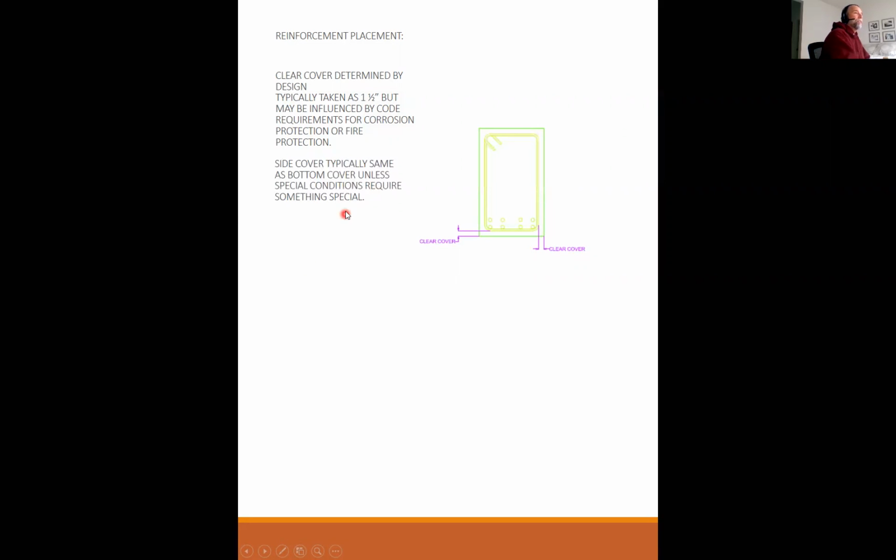Side cover typically is the same as the bottom cover unless special conditions require something special. So 1.5 inches here, 1.5 inches here, here, and here.